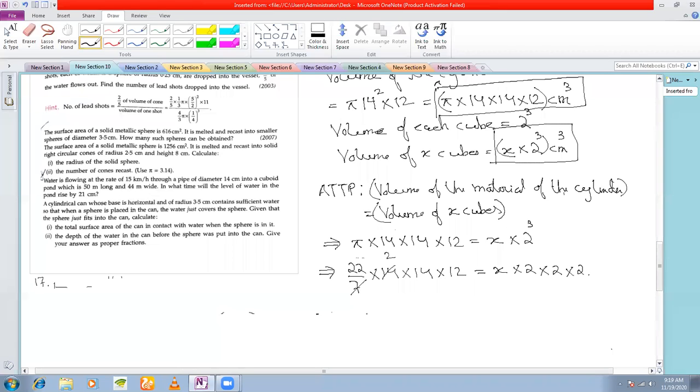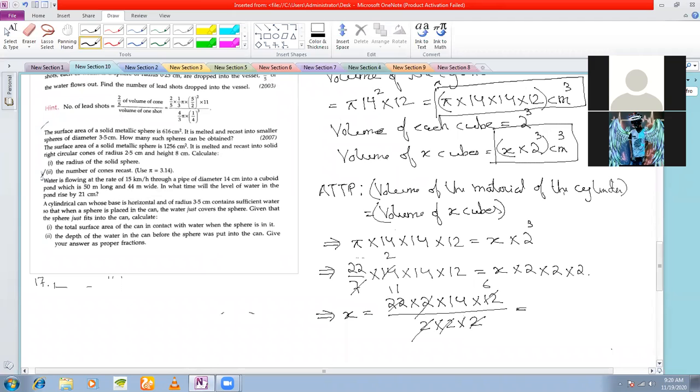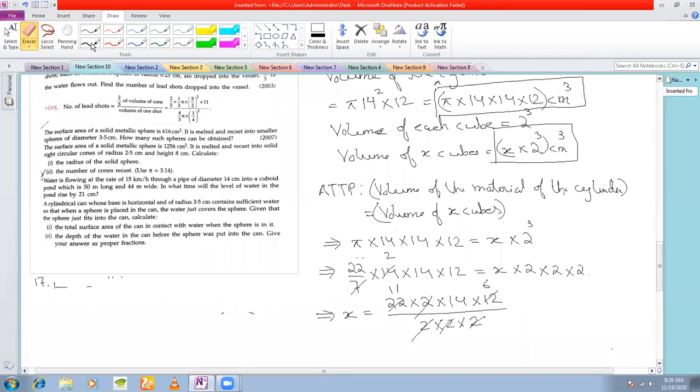That means x is, okay. So now you cancel. This 2 will cancel here and this will cancel here. So how many cubes are you able to make? Here you're able to make 11 into 14 into 6 number of cubes.